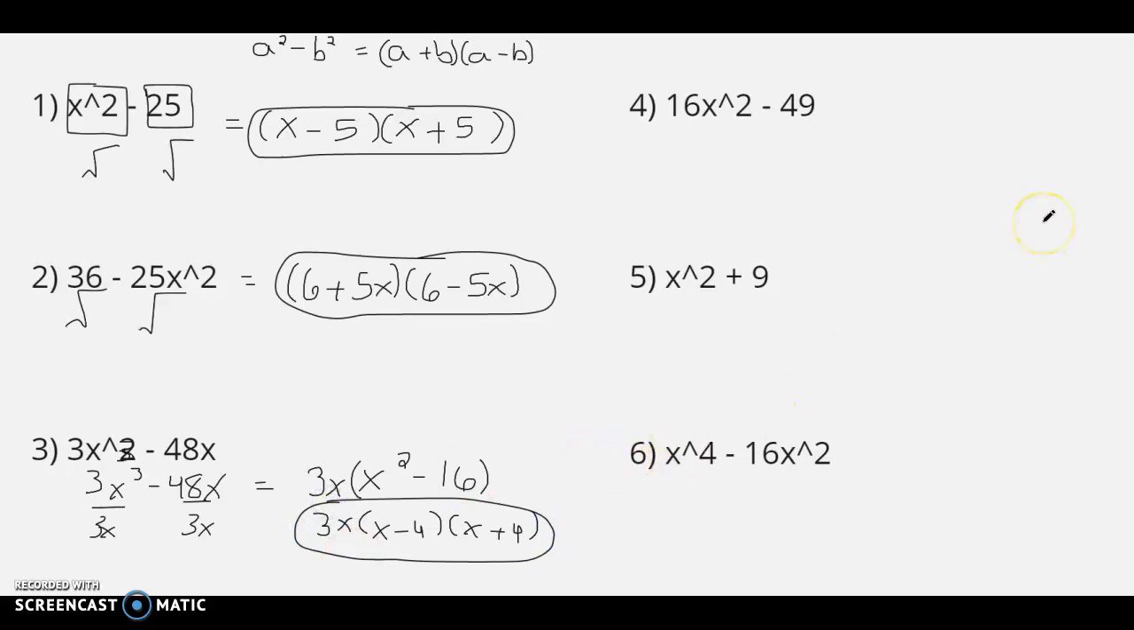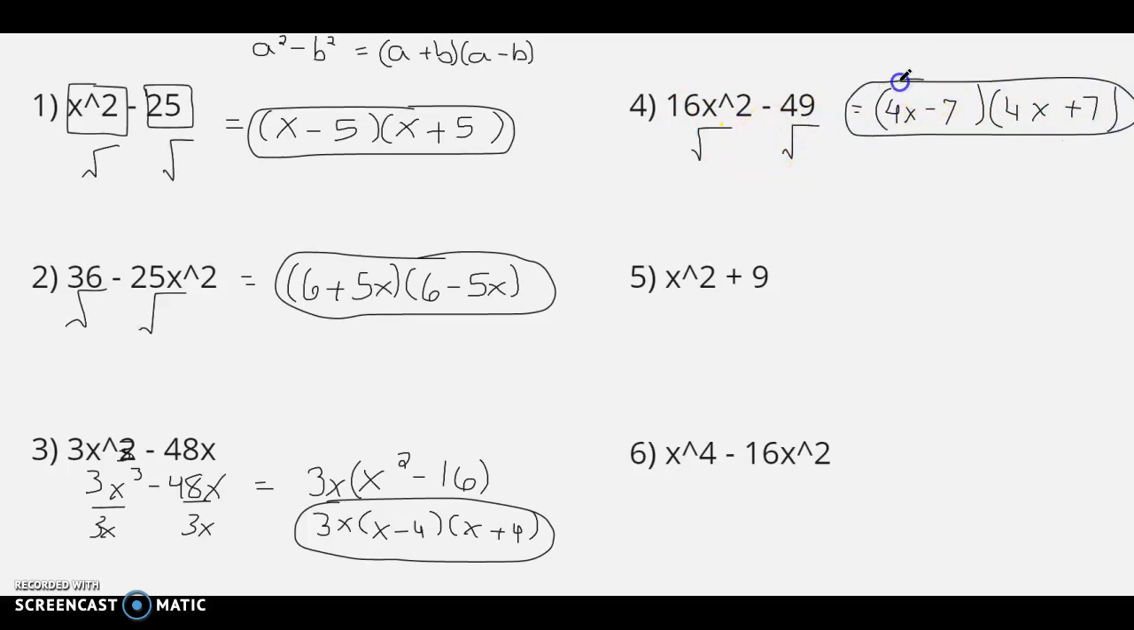Back up to number 4, we have 16x squared minus 49. Look at the perfect squares. They're both perfect squares, 16x squared and 49. We'll set up the answer here. 4x minus 7, 4x plus 7. Notice I get the 4x and the 7 by taking the square roots of each of the two items. That's the factored form of that one.